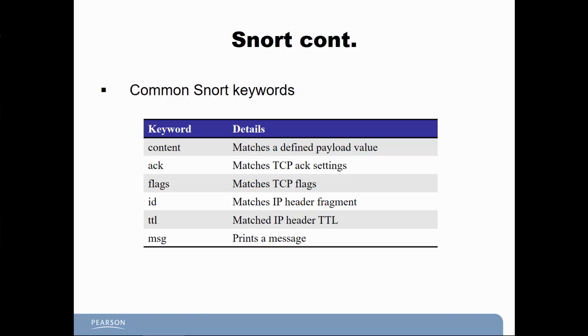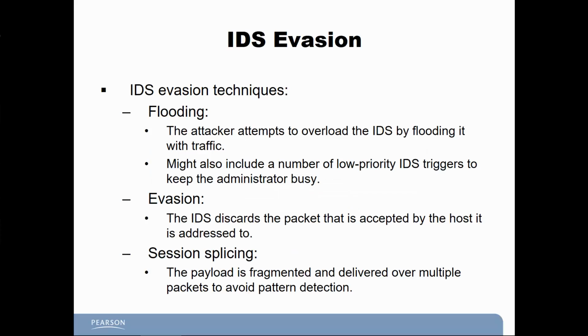We can use common keywords in Snort to help match content or to help match payloads or specific items. That way, if we want to have Snort match flags or IP headers or TTLs in an IP header, we have predefined keywords that help us configure Snort a little bit easier.